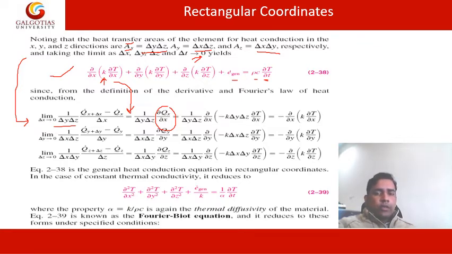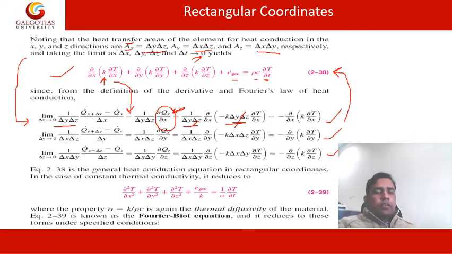Further, after putting in q_x, which represents the rate of heat transfer along the x-axis, given by Fourier's equation, that is equal to −k into A, the area along the x-axis, so Δy Δz, into ∂T/∂x. Again you can see that this Δy Δz and this Δy Δz get cancelled from each other, and that is why we got this equation. Similarly, along the y-axis we get this, and along the z-axis we got this. And all these terms are substituted over here.